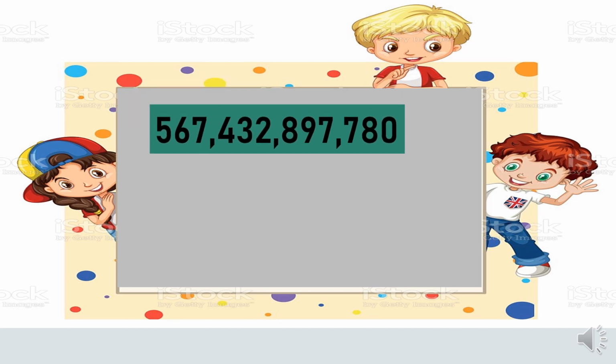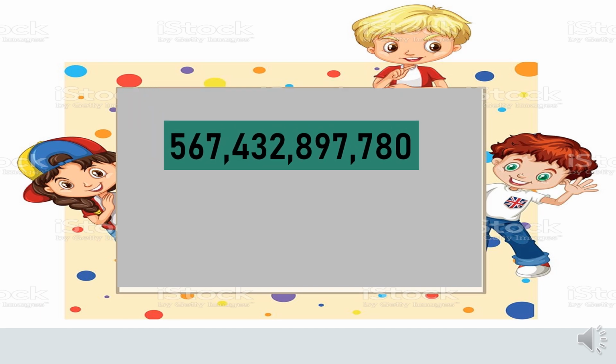Okay class, a big number is shown here, and let's start from the right side. We know that every house has 3 members, so starting from the right side: 0, 8, 7 are from the ones house, then 7, 9, 8 are from the thousands house, then 2, 3, 4 are from the millions house, and 7, 6, 5 are from the billions house. Every house is separated by a comma. It's a big number, and it's not included in the syllabus of class 4.